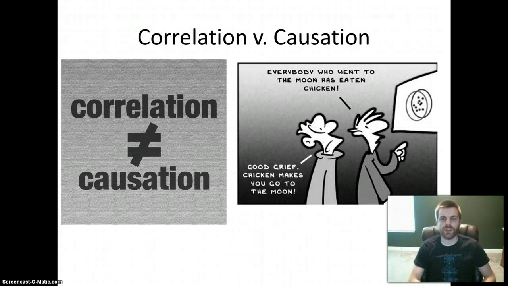We have correlation and we have causation. Now, correlation generally implies that you are talking about an association between two things. Let's say X may be related to Y, whereas causation implies that one causes the other, whereas X causes Y. So it's really important to understand that correlation does not equal causation.